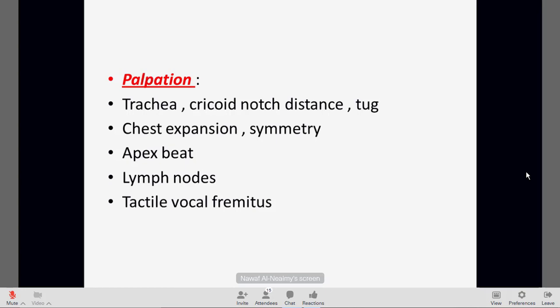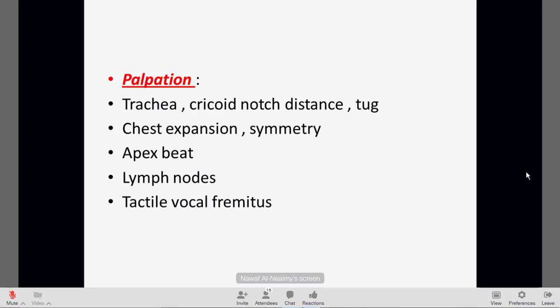Sometimes you put your hands on the chest of the patient and ask them to say something like 44, and sometimes you may not feel this vibration. It may be an abnormal finding, a reduced tactile vocal fremitus. It may be diffuse all over the chest, or it may be confined to a certain area.